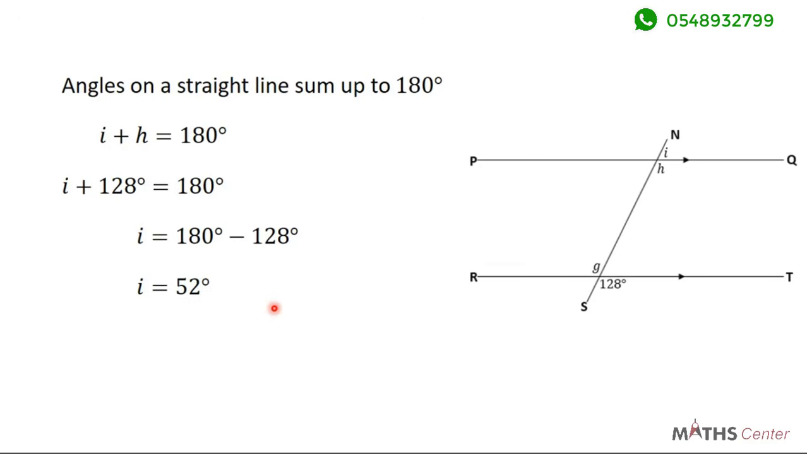So we found I, we found H, and we found G using the properties that we've learned in this video and the previous videos. Once again, you can only use alternate angles, corresponding angles, and co-interior angles if and only if you have parallel lines with a transversal crossing it. Now when you have that, you can use these properties and add them to the previous properties that we've learned and use them to solve the question.